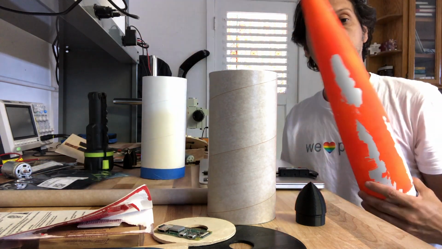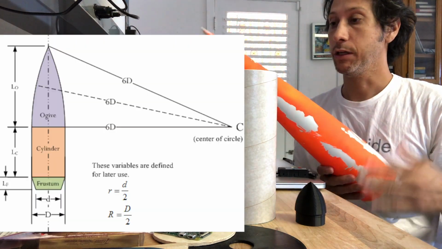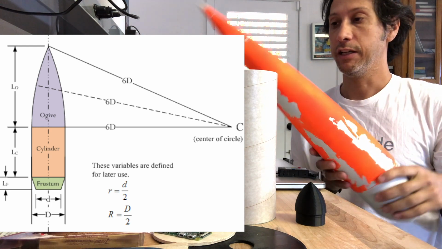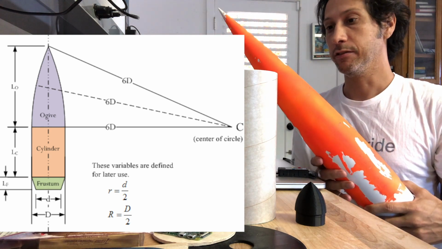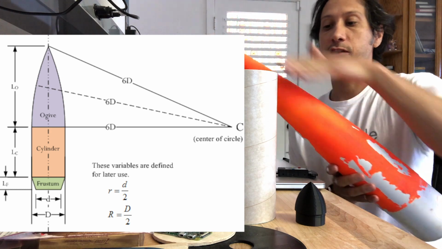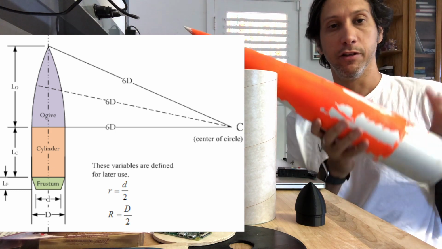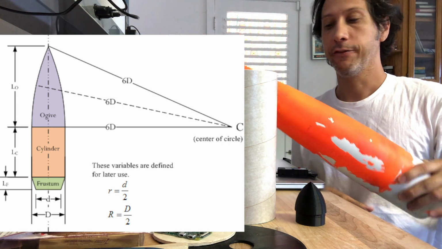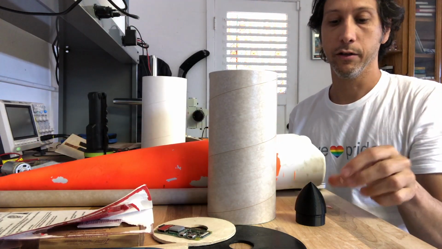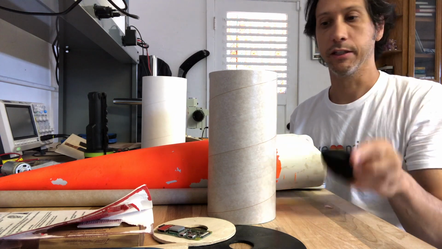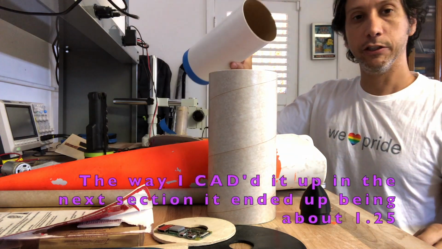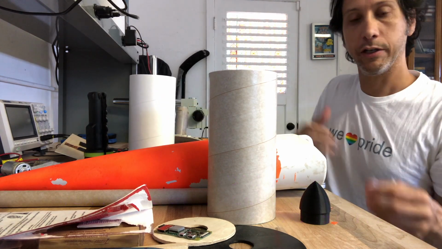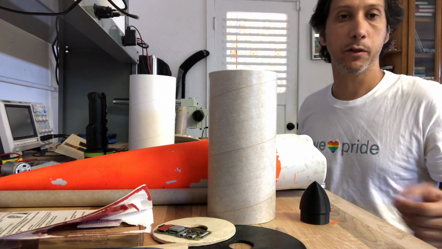Basically, this is an Ogive nose cone. It's a circular arc and has a shape parameter. It's basically the ratio of this diameter to the diameter of your actual rocket. This one has a parameter of 5. I'm going to make one with a parameter of 1. It'll kind of look like this. I'm going to do it for a 4-inch tube. So I'm going to show you how to CAD it up with Freecad, and then we're going to print it.